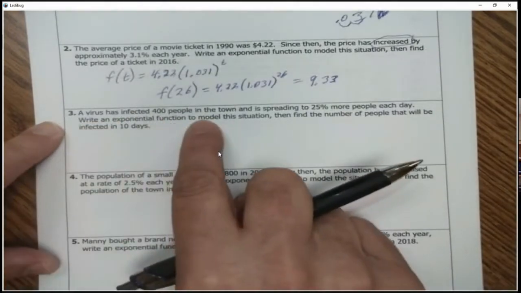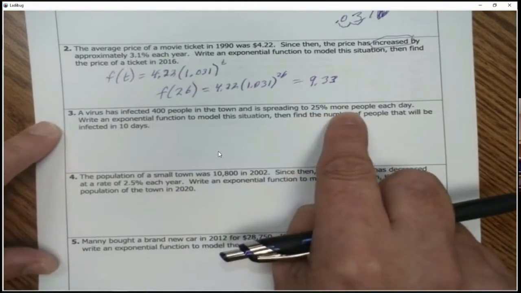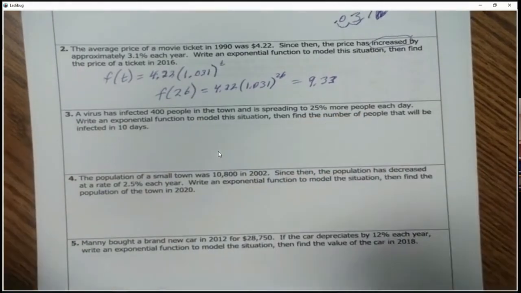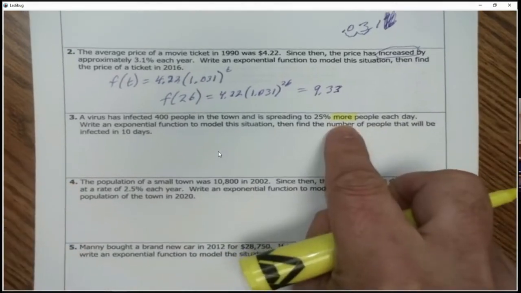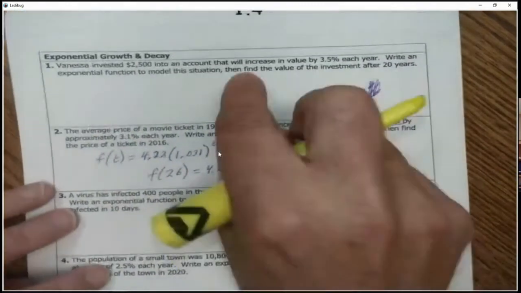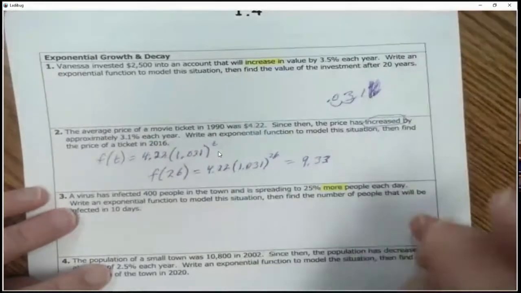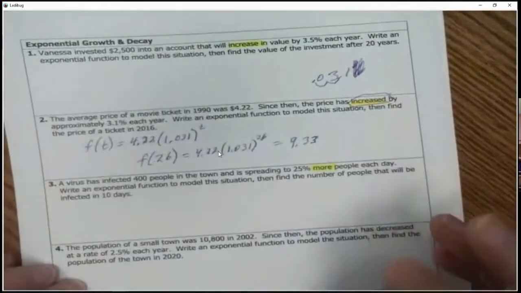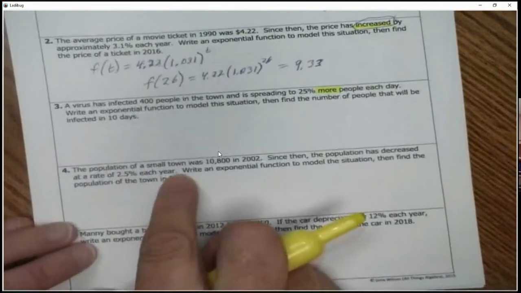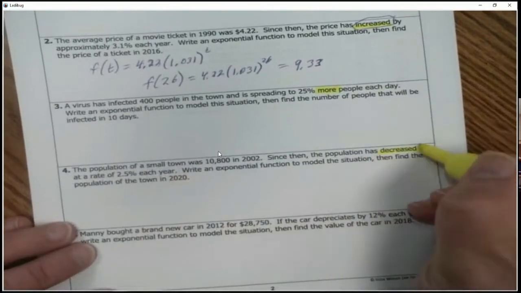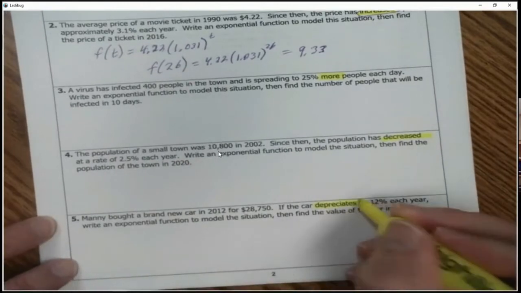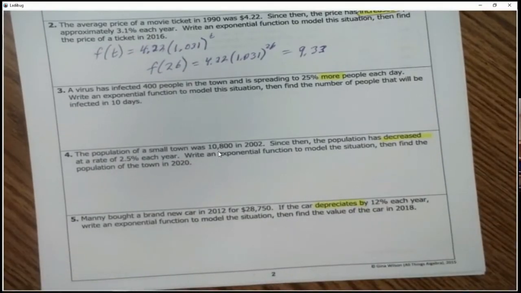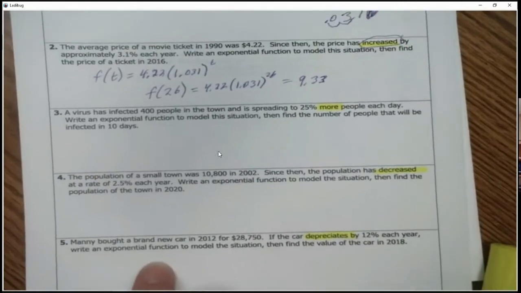A virus has infected 400 people and is spreading to 25% more people. See, the key is more people. So that tells you that's an increase, that's a growth. So look for those key words. The population in a small town has decreased. That's decay. Your car depreciates. That's decay. So look for those key words that let you know, am I writing an exponential growth or an exponential decay?